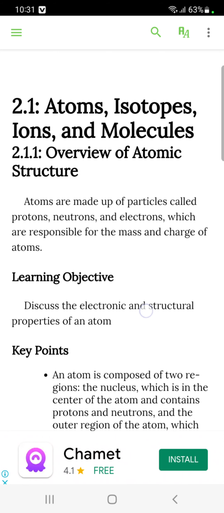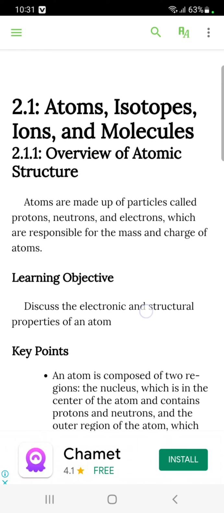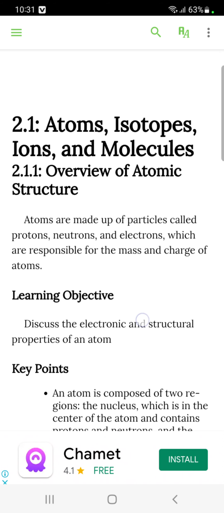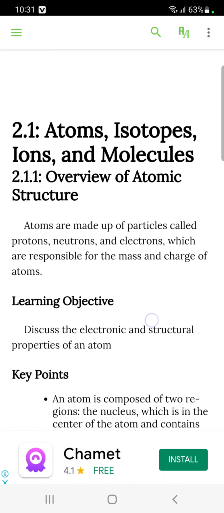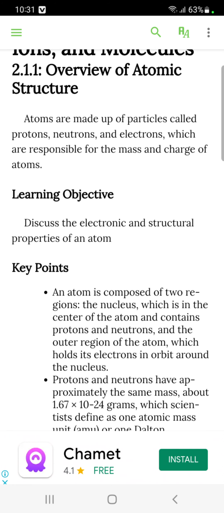Today, our topic which we have to discuss is atoms, isotopes, ions, and molecules. So let's take a start. Overview of atomic structure. Atoms are made up of particles called protons, neutrons, and electrons, which are responsible for the mass and charge of atoms. Learning objective: discuss the electronic and structural properties of an atom.